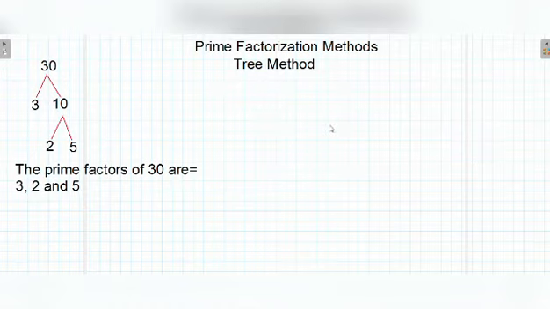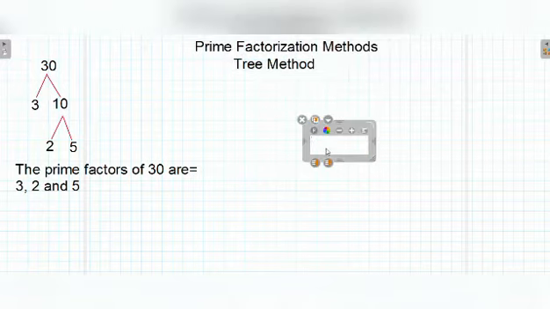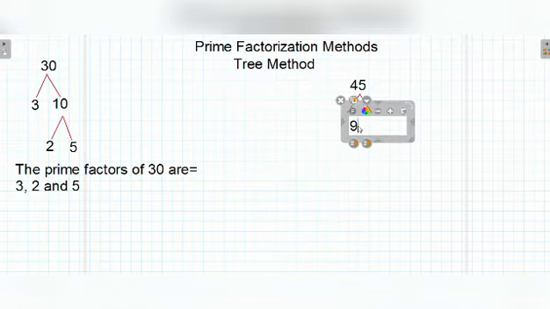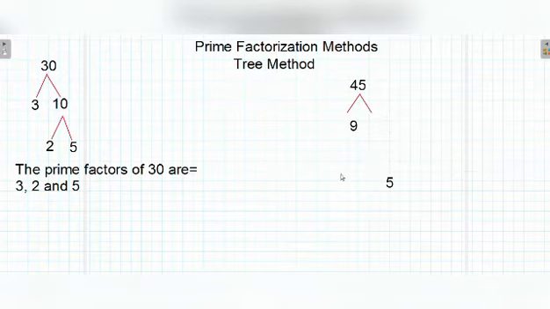So let's take another example. Let's try another number. Let's try 45. I will write here 45, and 45 is a multiplication of the two numbers 9 and 5. So here I will write 9 and the number 5. So let's order them. 5 is a prime number, but 9 is not a prime number. So we have to factorize 9 more.